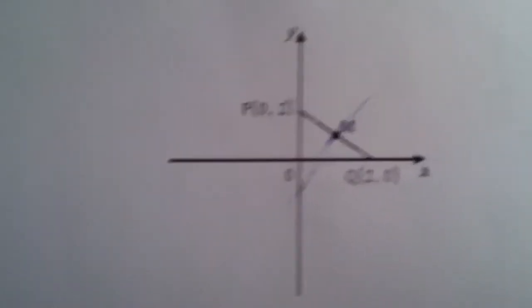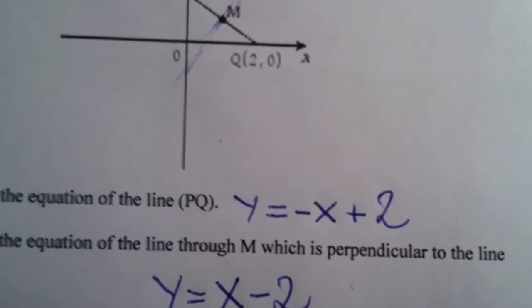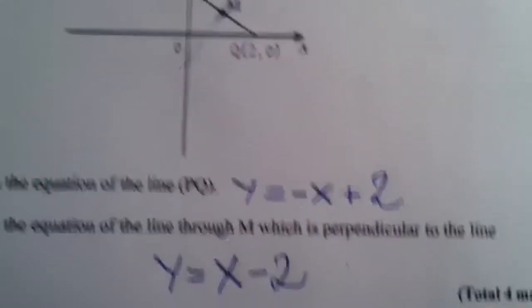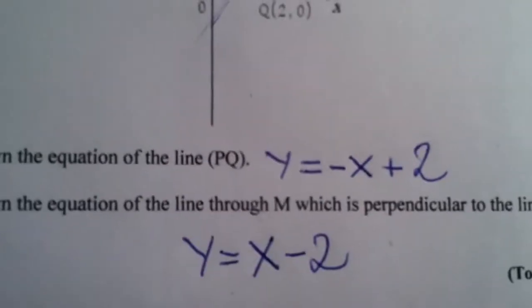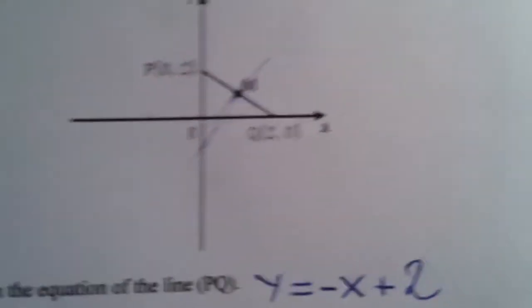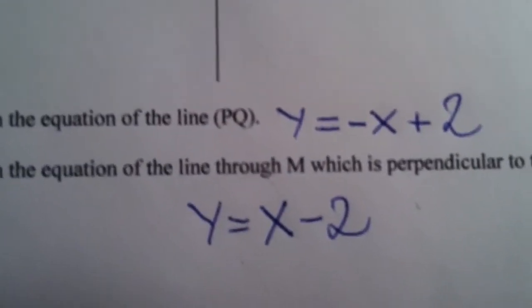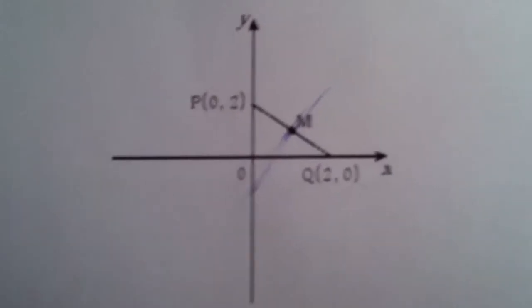Just from looking at it, we can tell it has a negative slope, and the b in this situation is the y-intercept, which is 2. Write down the equation of the line through M, which is perpendicular to the line PQ. To do this, all we have to do is make the opposite equation. Y equals x minus 2 will give us a perpendicular line.